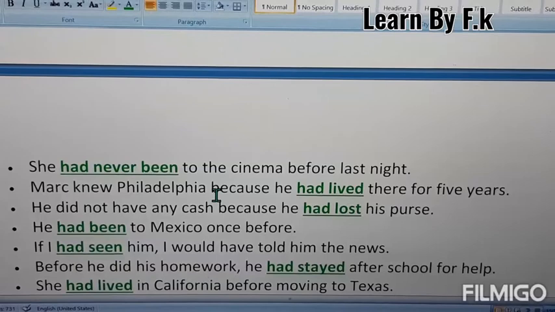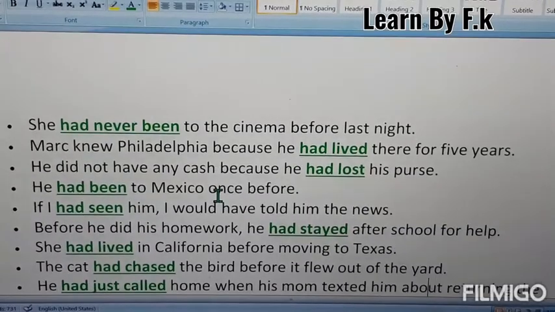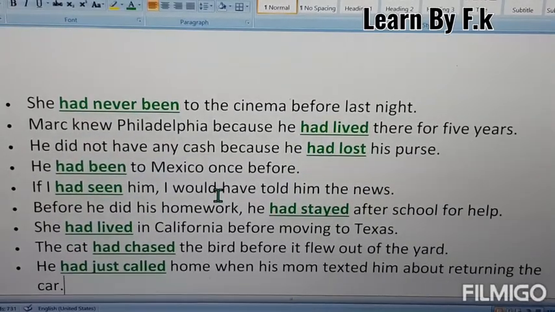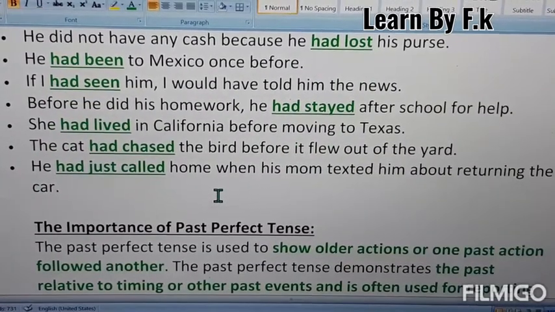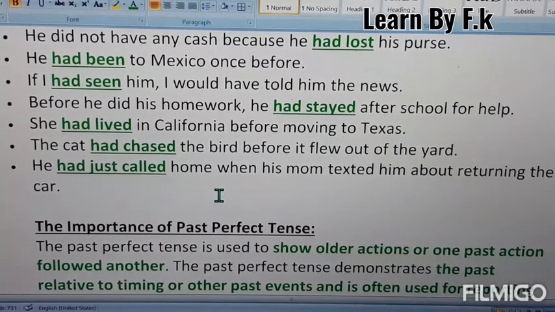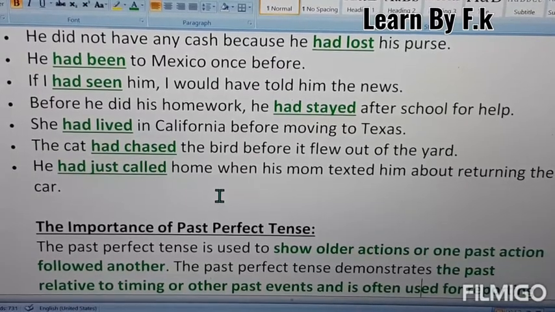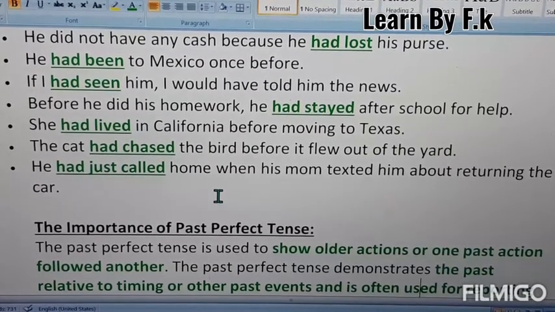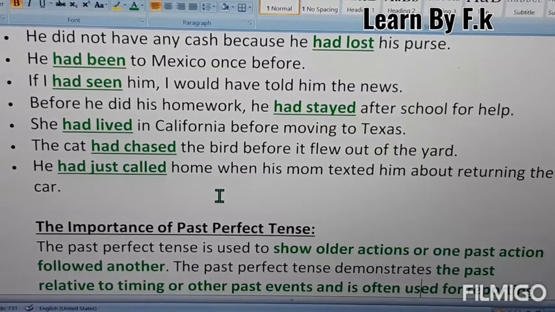Now you can understand the other examples. She had never been, had left, had lost, had been, had seen, had stayed, had lived, had chased, had just called. These all show two tenses in one sentence, two activities, and the first, older activity in the past is in the past perfect.